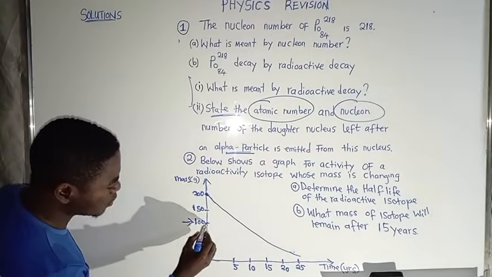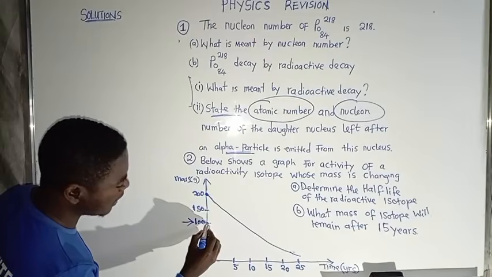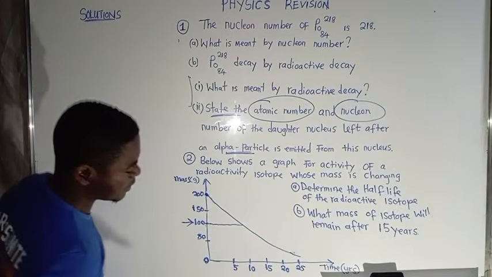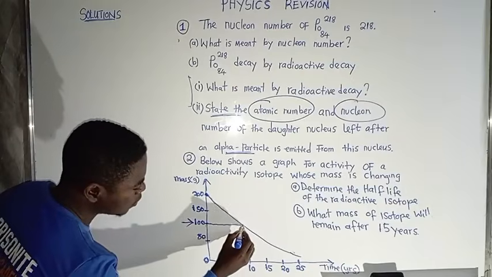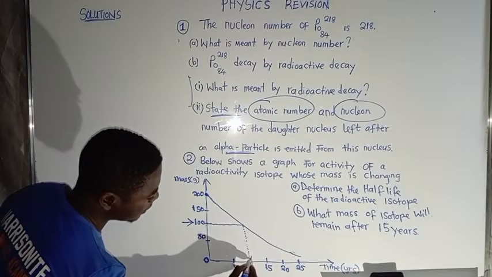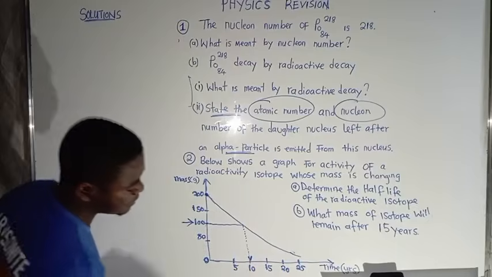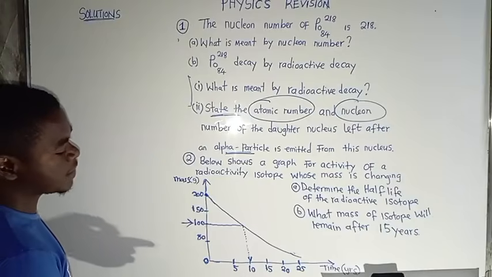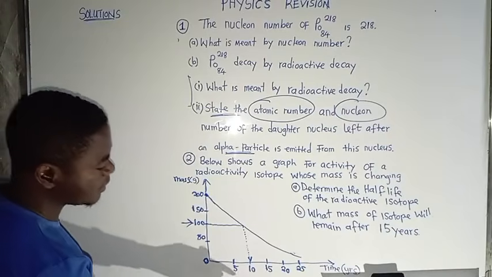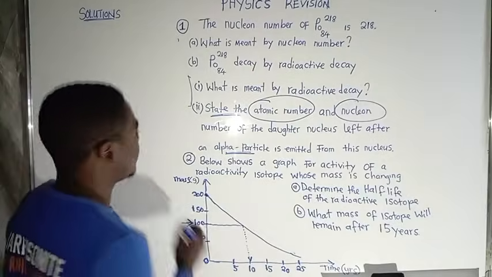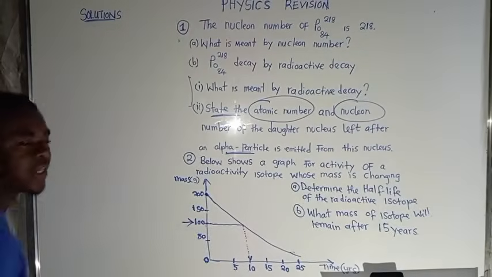So what you are going to do from here, you draw a line like this. You hit the curve like this. Once you hit the curve, then you go down like this. Myself, I'm reading at 10. So the half-life of this radioactive sample is 10 what? 10 years. I'm reaching at 10 years, according to my graph.